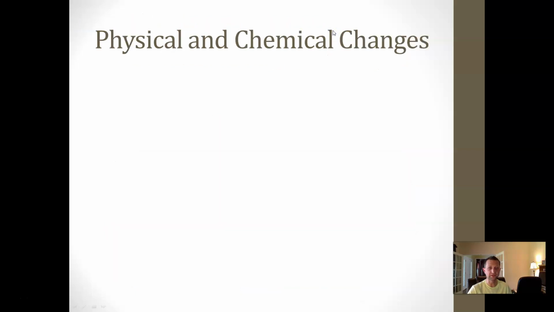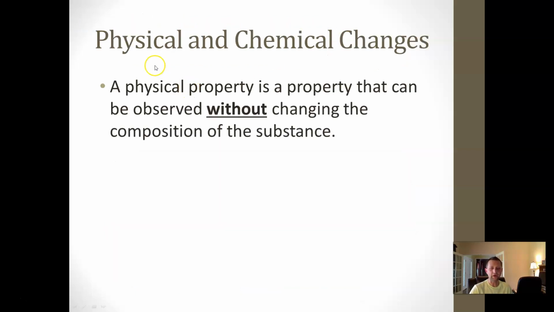We'll start with the physical ones first, I think. A physical property: these are things that you've probably observed more than you realize, whether in lab or just in general. A physical property is a property that can be observed without changing the composition of the substance. So the identity of your substance isn't changing when you describe this, okay?